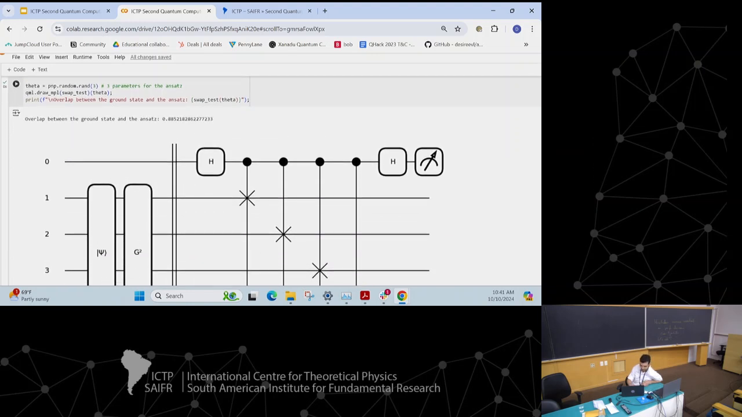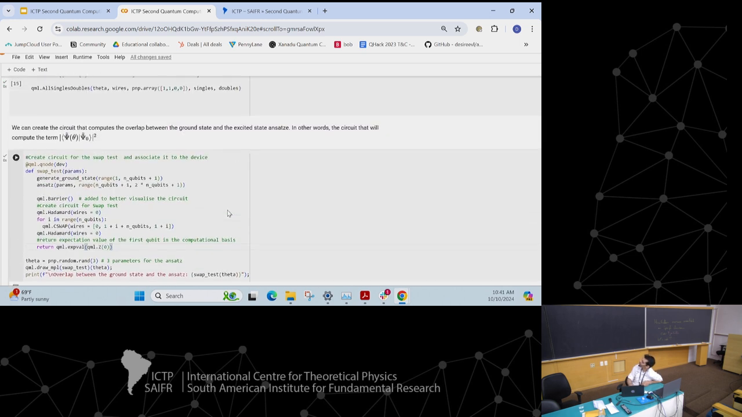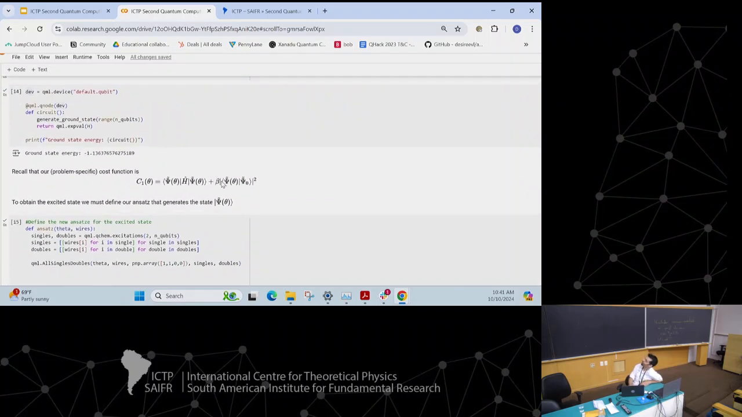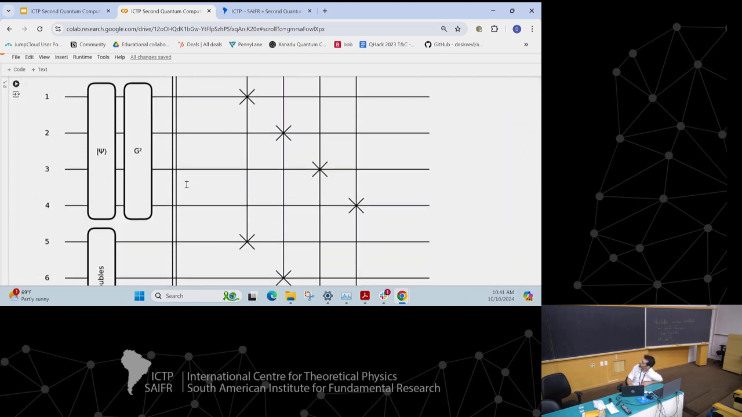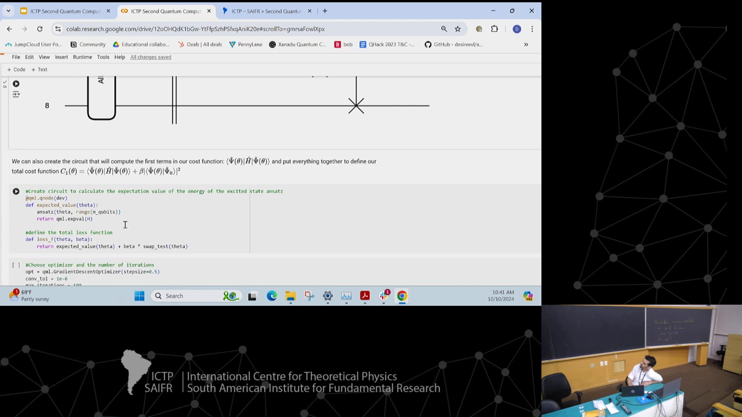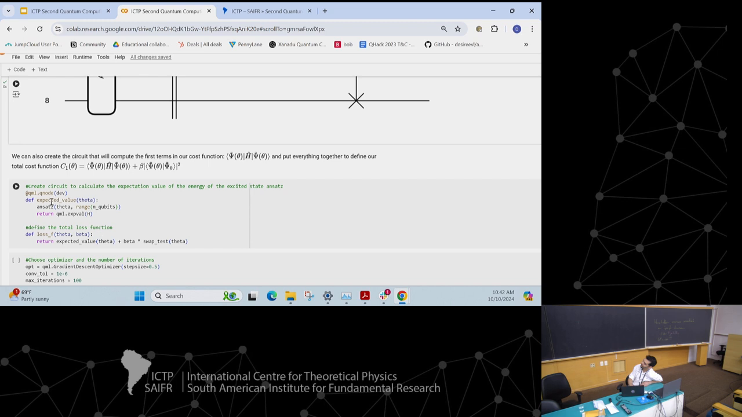Okay. So if we go back to our cost function, what we've done so far is build a circuit that's going to compute the second value. We need a circuit to also compute this value, this expectation value. And that's what we have over here. So in the interest of time, I've left it completed for you already. This one is calculating this first term, and then we're defining our loss function as the sum of the result of these two circuits that we just defined.